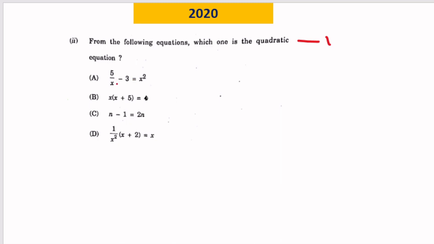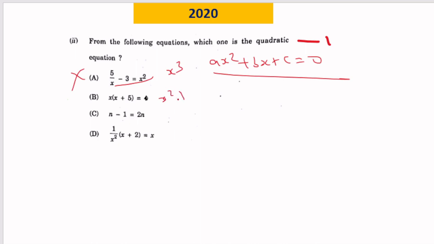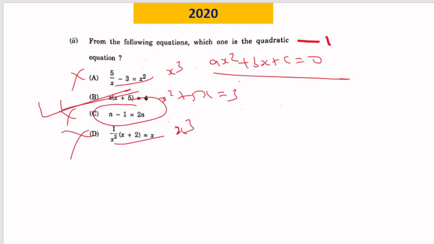So again, this year we need a quadratic equation. It should be in x square plus bx plus c equal to 0 form. Once you cross multiply, it will be x cube. So cancel, open the bracket, x square plus 5x is equal to 3. Again, this is a quadratic equation. No x square, cancel, again x cube is coming, so cancel. So this is your answer. You can watch the previous video also, same question.